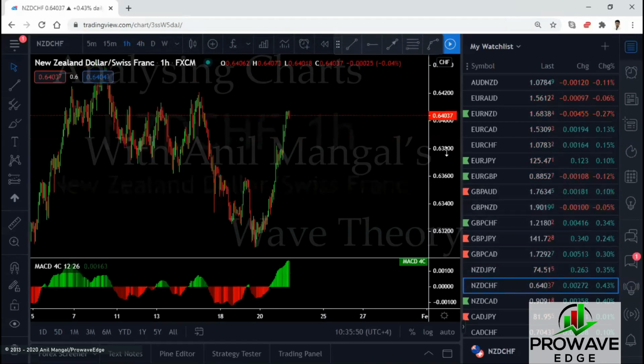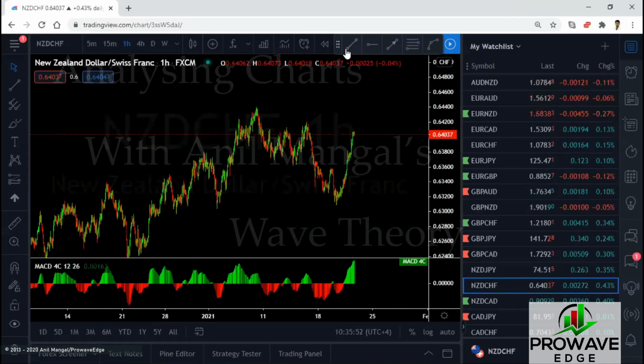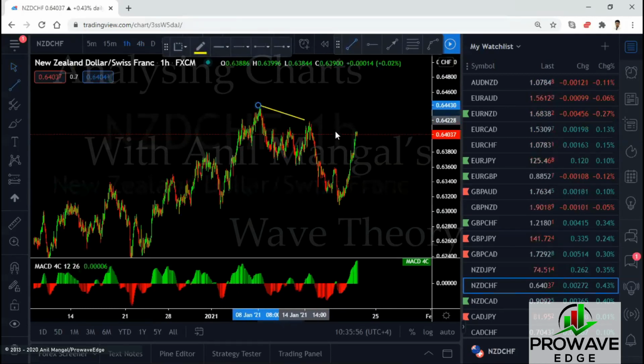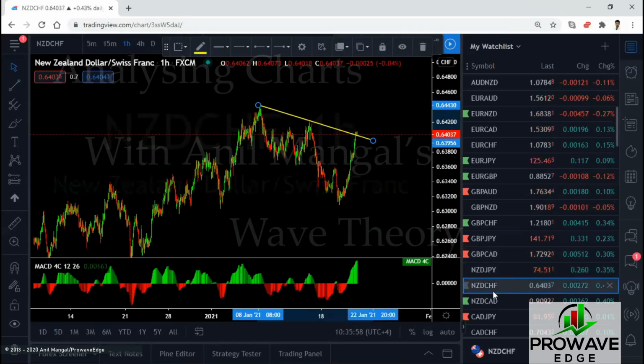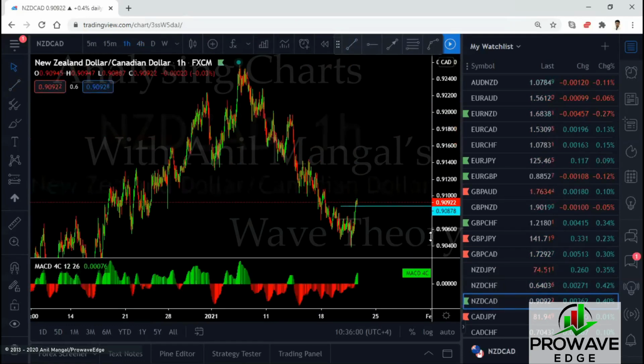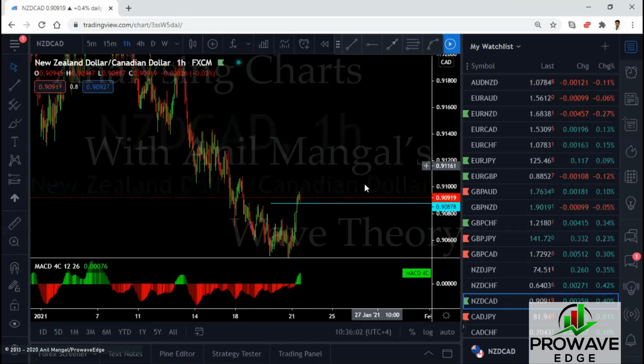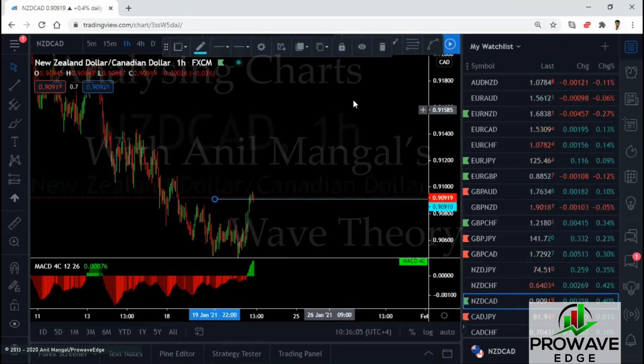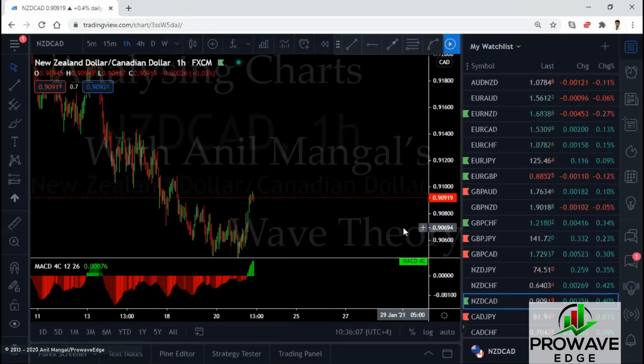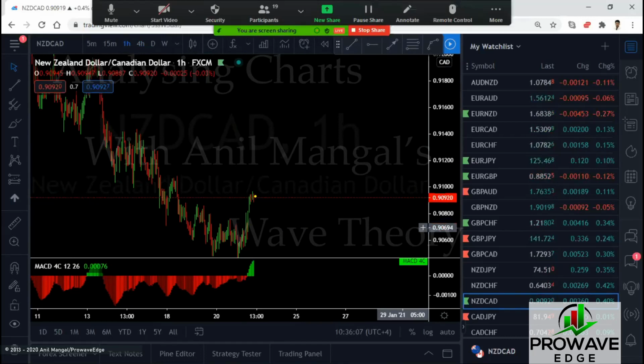New Zealand Swiss also breaking out. If you get a flag or a correction, it's a buy setup. New Zealand CAD, we were buying this yesterday. We would have closed that for break even because it didn't go anywhere. And that means if this happened, it's a buy setup.